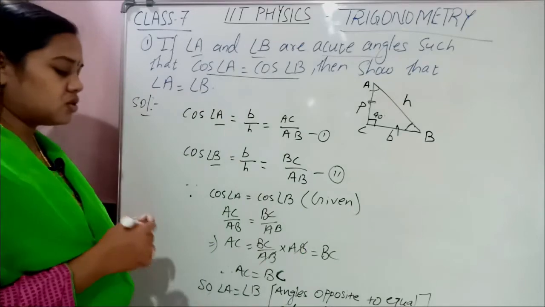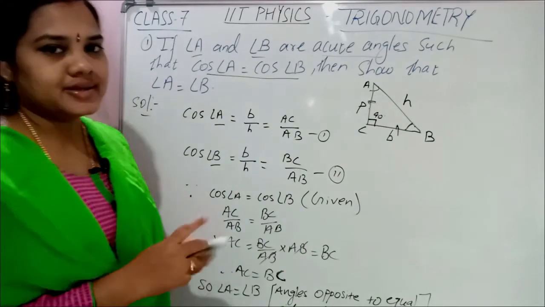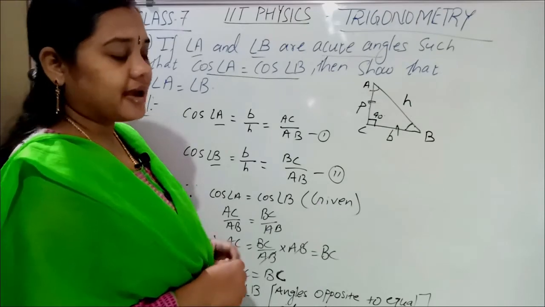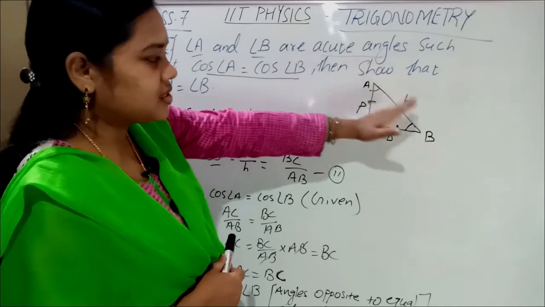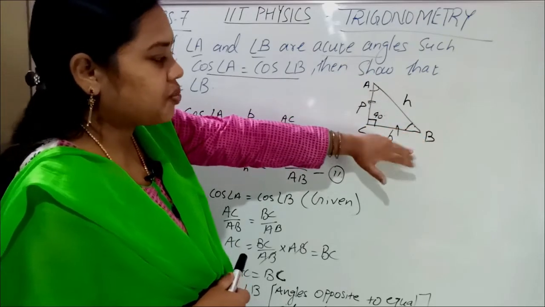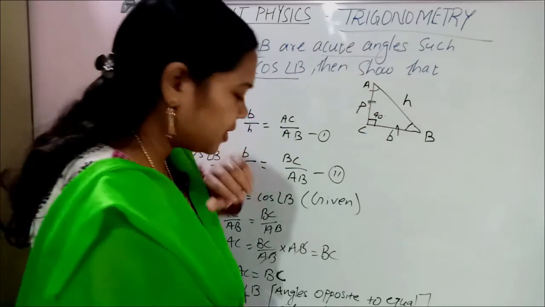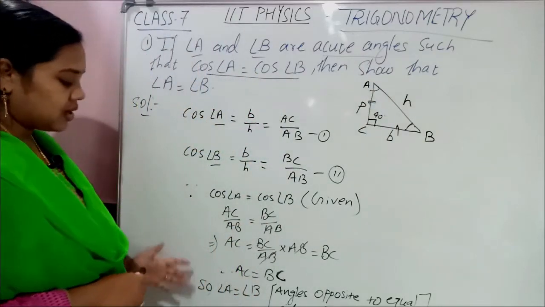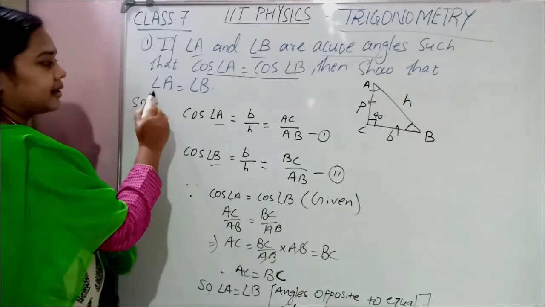Angles opposite to equal sides are equal. If in a triangle two sides are equal, then the angles opposite to equal sides are equal. Opposite to this side is angle B, and opposite to this side is angle A. So angle A and angle B will also be equal. Okay, so like this we proved angle A is equal to angle B. Clear?